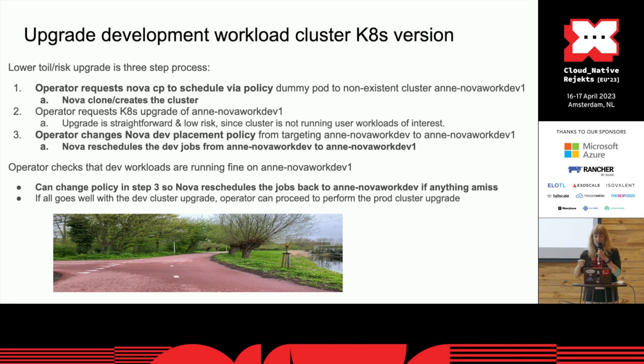The operator requests that the Nova control plane schedule via policy a dummy pod to a non-existent cluster. And so Nova creates that cluster. Then the operator requests an upgrade of that cluster to the new version of Kubernetes that they want. This upgrade is straightforward and low risk because that cluster is not running anything interesting from the standpoint of the user. And then the third step is the user changes the Nova policy that scheduled the workload of interest to the original cluster to schedule it on the new cluster.